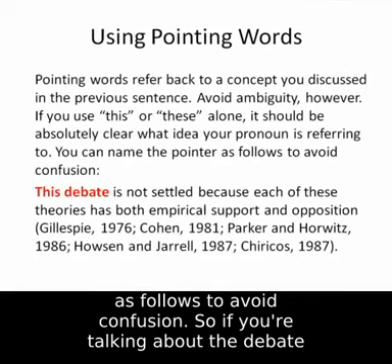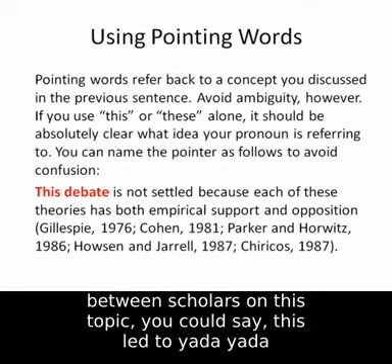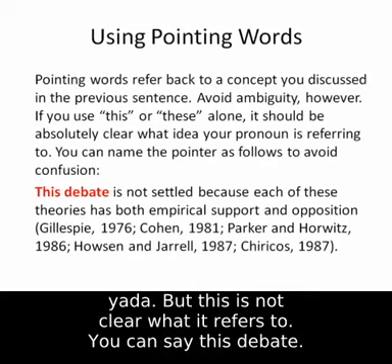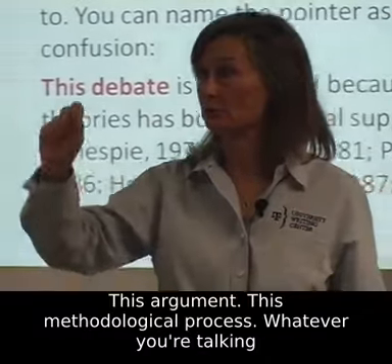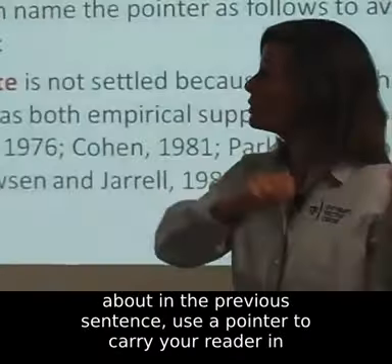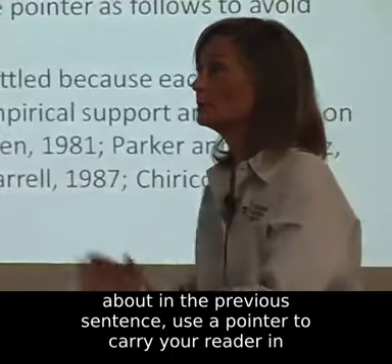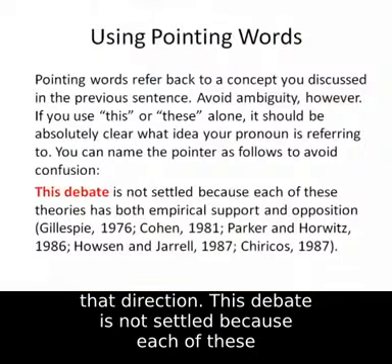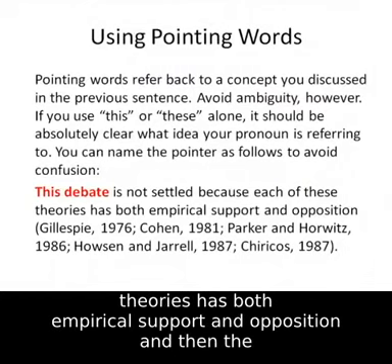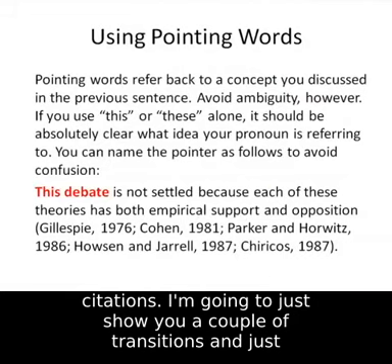So if you're talking about the debate between scholars on this topic, you could say, this led to yada, yada, yada. But if this is not clear what it refers to, you could say, this debate, this argument, this methodological process. Whatever you're talking about in the previous sentence, use a pointer to carry your reader in that direction. Okay? This debate is not settled because each of these theories has both empirical support and opposition, and then the citations. All right?